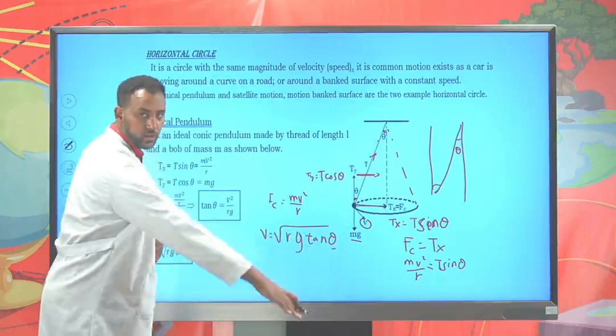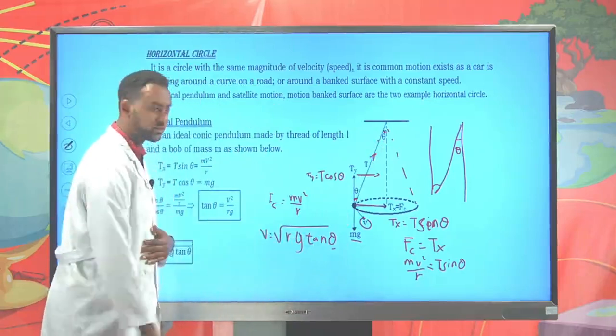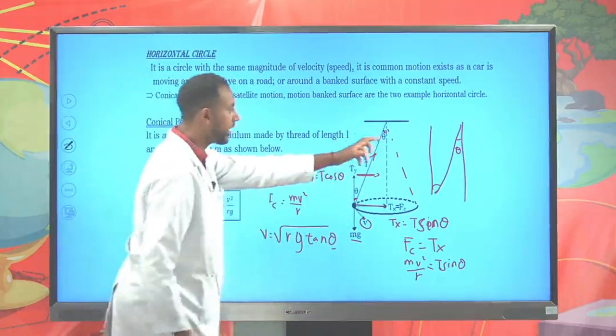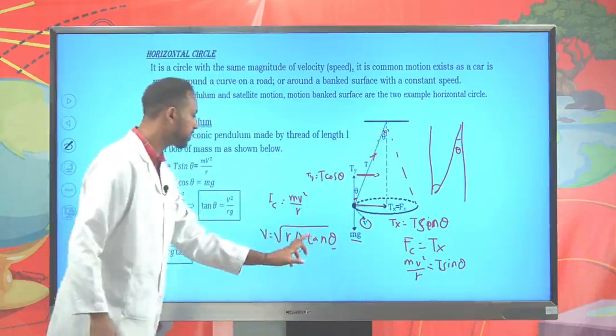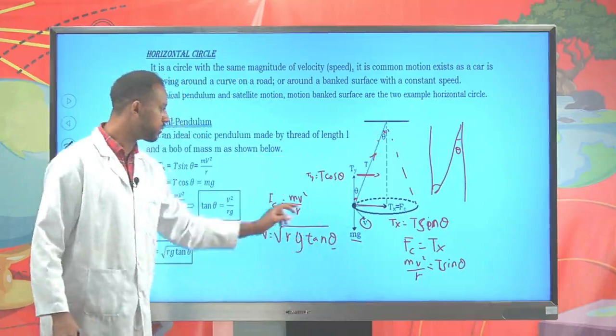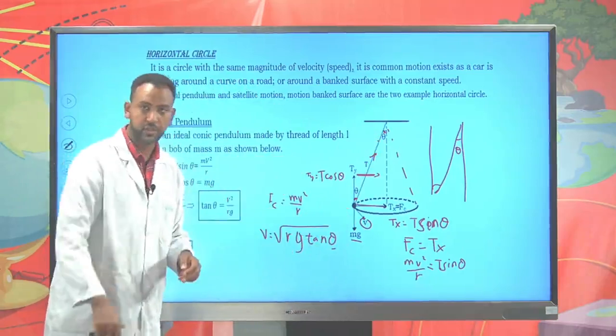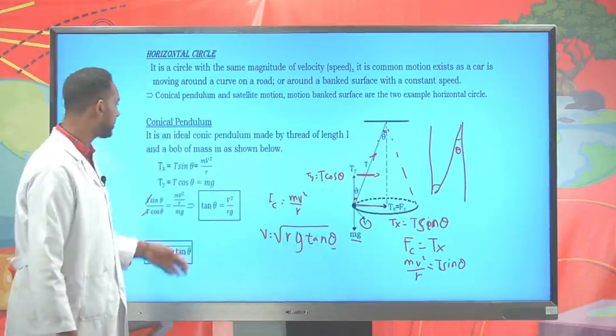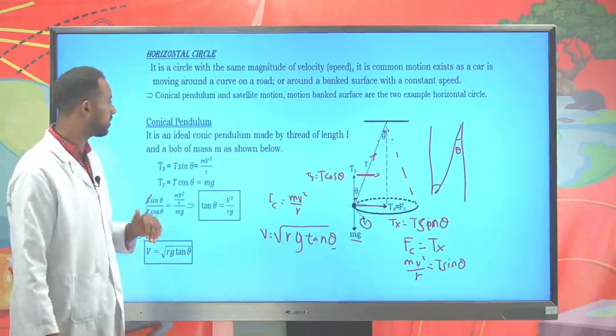As the conical pendulum is turning, it forms an angle theta. In that angle theta, the root of rg tan theta gives you the minimum velocity at which it tends to rotate, and it's known as a conical pendulum.